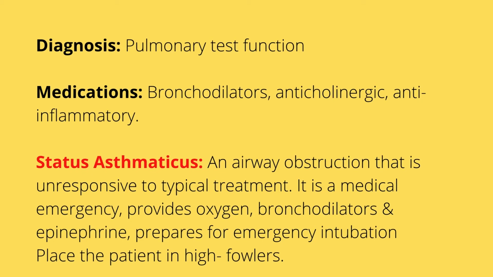One thing to note about asthma is something called status asthmaticus. Status asthmaticus is an airway obstruction that is unresponsive to typical treatment. This is an emergency, and we always have to provide this patient with oxygen, bronchodilators, and be ready to intubate this patient because they are not responding to the typical asthma treatment. As well, we'll have epinephrine ready to administer, and we always place this patient in a high-fowlers position. Remember, for a patient with airway compromise, we need them sitting up. Sitting them up helps them open the lungs and airway to help them with ease of breathing.